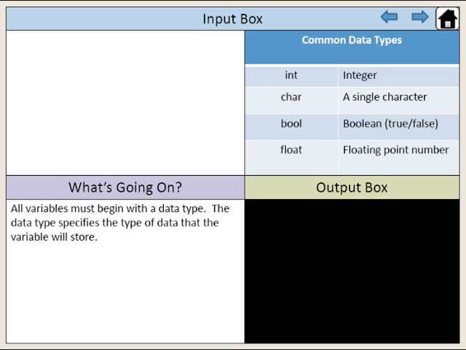All variables must begin with a data type. The data type specifies the type of data that the variable will store. In this tutorial series, we will be discussing 4 common data types. The int, which represents an integer value, the char, which represents a single character value, the bool, which represents a boolean or true and false value, and the float, which represents a floating point number value.